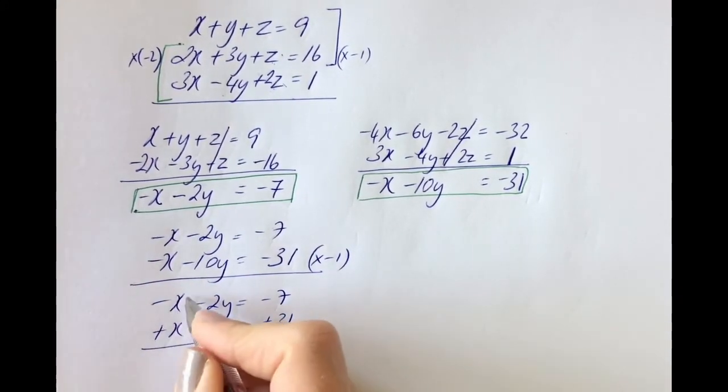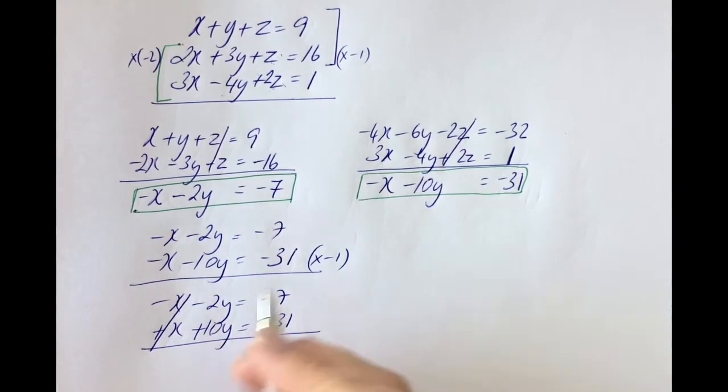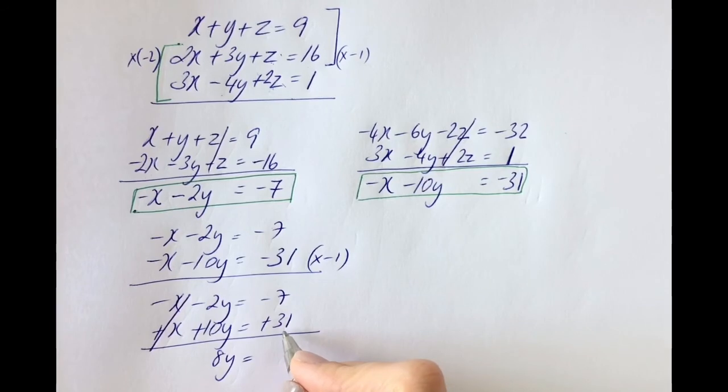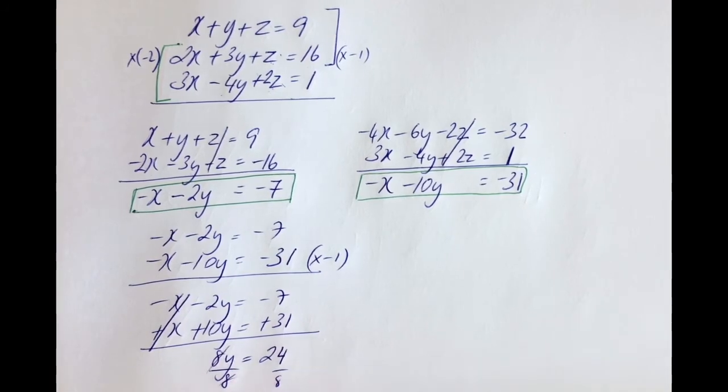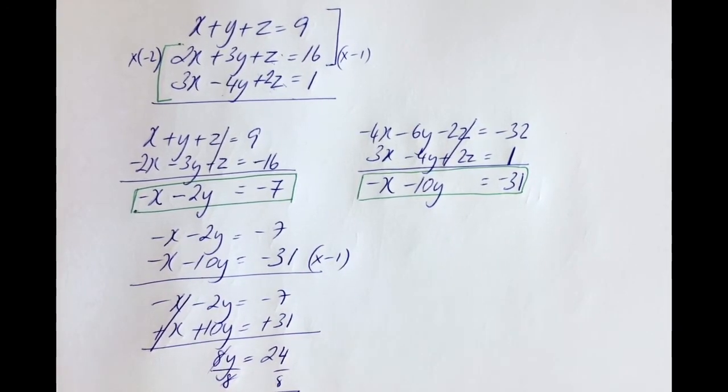So now adding them together, that's gone. Minus 2y plus 10y is 8y, minus 7 plus 31 is, of course, 24. And divide both sides by 8, we get y is equal to 3. And there's the first of our solutions.